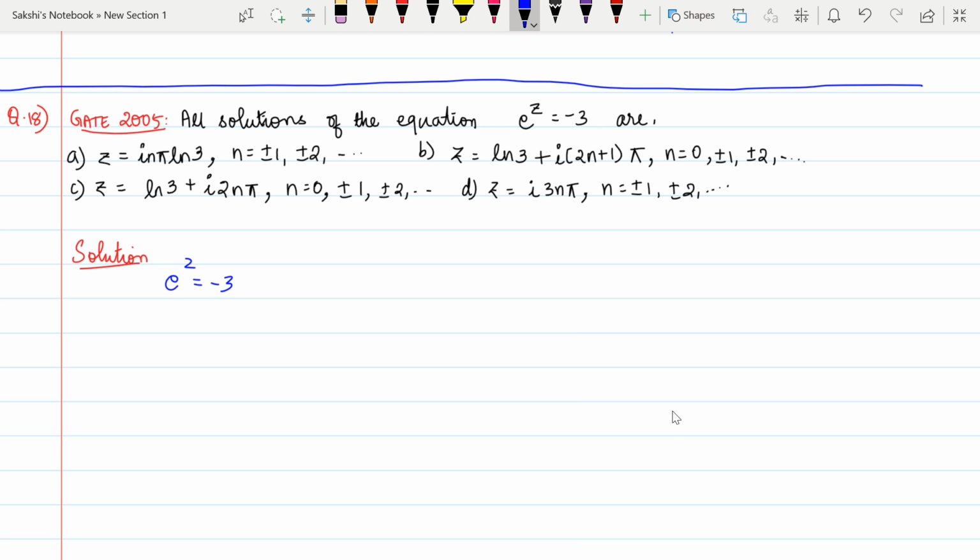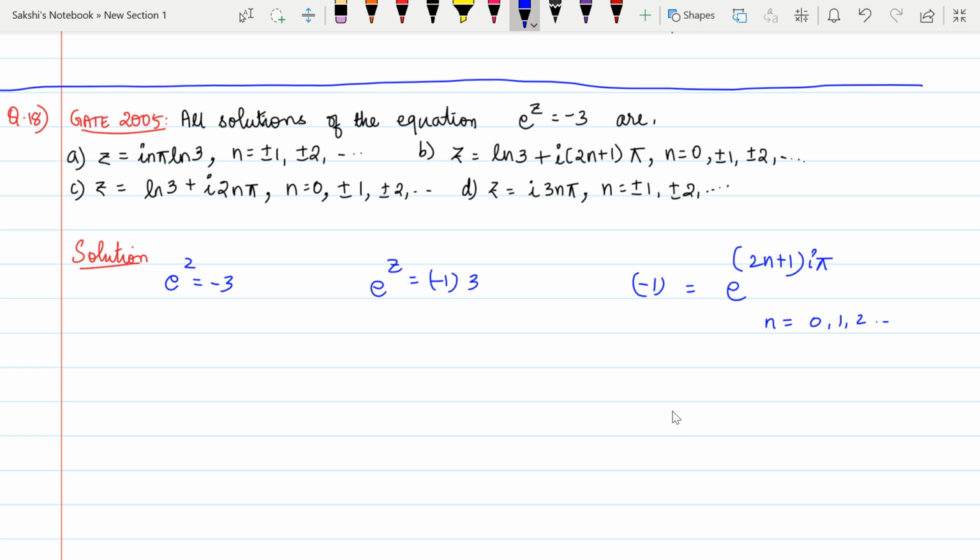So this is a very easy, simple solution. You have to find z is equal to what? Because all the options have z is equal to something. So the first thing you can write is e power z as minus 1 into 3. You can write minus 1 as e power (2n plus 1) i pi, for n is equal to 0, 1, 2 and so on, 0, plus or minus 1, or plus or minus anything.